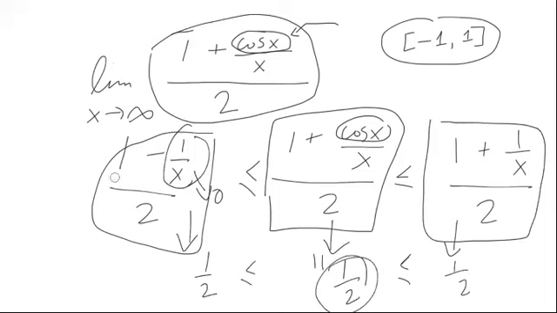So that is what we call limit by sandwiching. If we can take an expression and find an inequality on either side of it, and both of those parts go to the same number, then the middle part will also go to that same number.